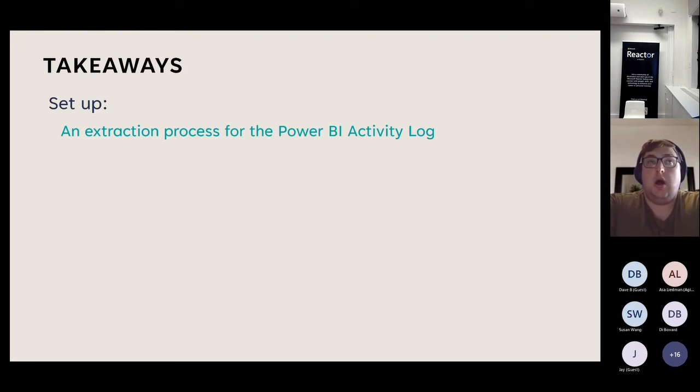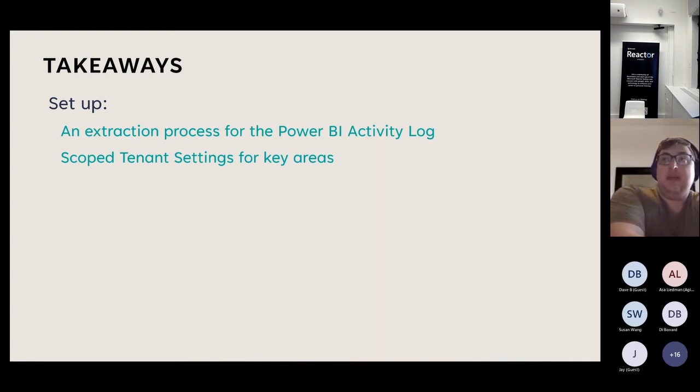So my takeaways are: make sure that you've got an extraction process set up for the activity log and the artifacts, because it will save you in the long run. Then have tenant settings for key areas scoped to the behavior that you need in the organization. Again, reiterating, it's not just about disabling and restricting switches, it's about making sure that people can do their jobs and you can still have a form of governance applied to this.